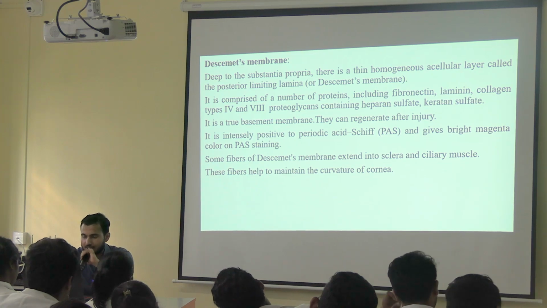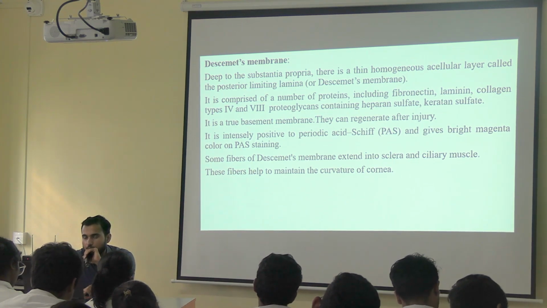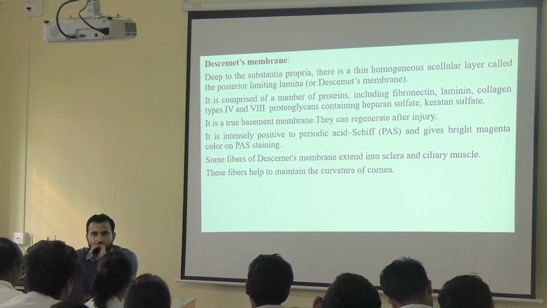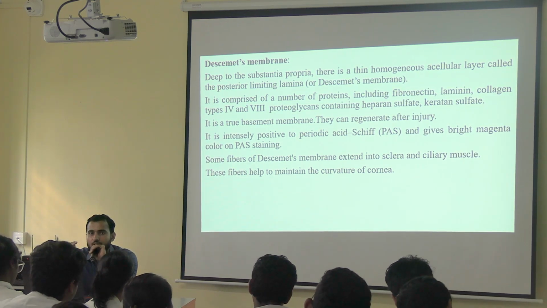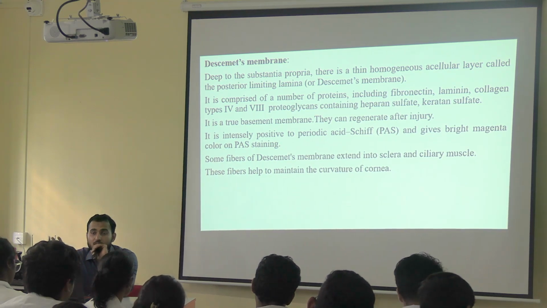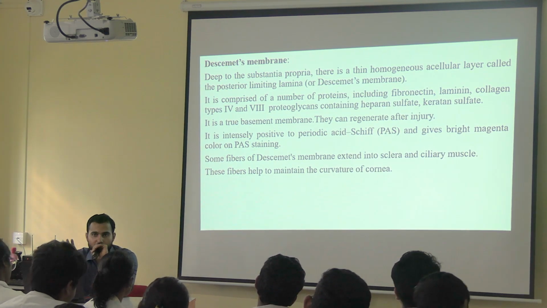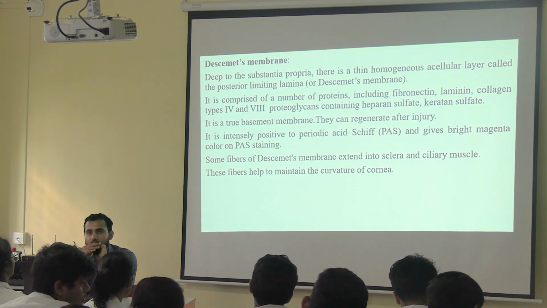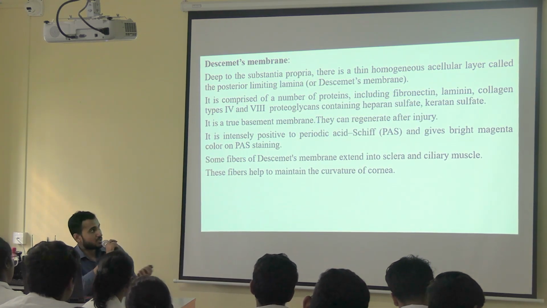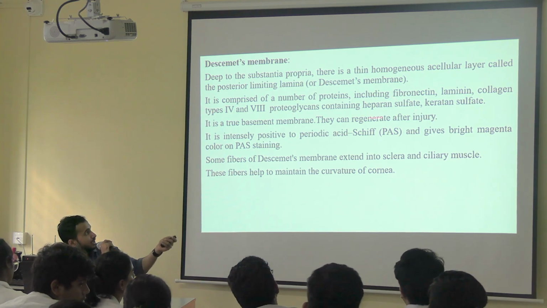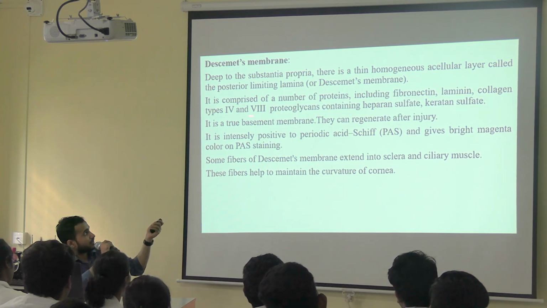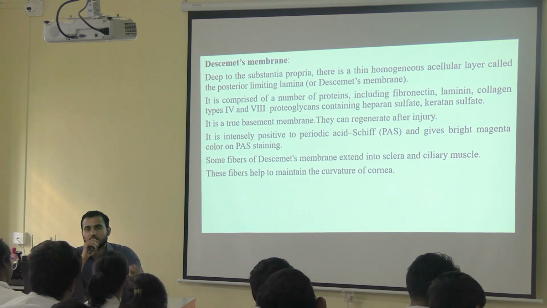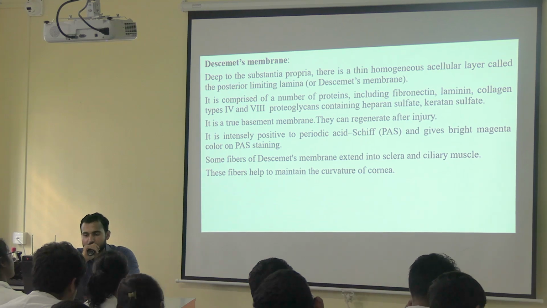Next, what is the next layer? Descemet's membrane. Okay, deep to the substantia propria, Descemet's membrane is present. Now, Descemet's membrane is also called the true basement membrane. It is acellular in nature. That means there are no cells in it. So if cells are not there, then what will be present? Different types of proteins are present. Okay. So you can see the list of proteins: fibronectin, laminin, then type 4, type 8 collagen fibers, proteoglycans, heparan sulfate, keratan sulfate. Like these, different types of proteins are present in this Descemet's membrane.